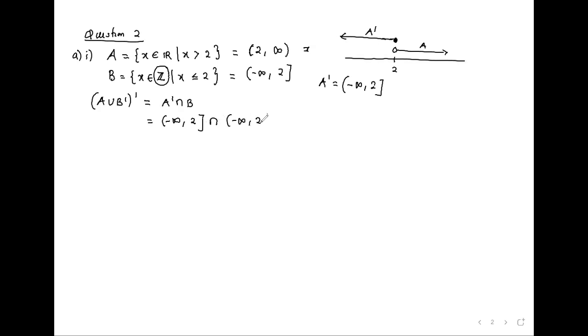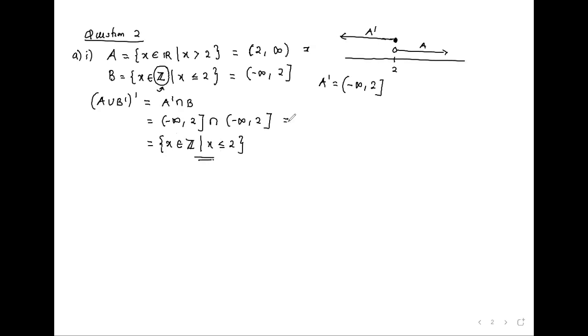Now, this A complement intersection the other guy. Then you're going to say this set, you don't present it as an interval. Because of this, you present it as a set with integers. So I'm going to say X, an integer, such that X is less or equal to 2. This becomes the solution.